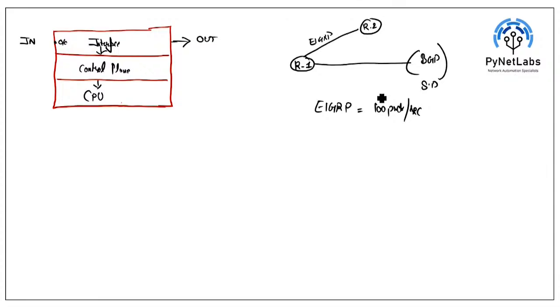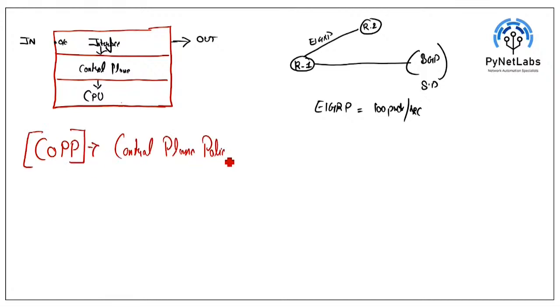But before understanding the control plane policing configuration, let's write some points here. CoPP stands for control plane policing. Now, policing is a term which is generally used in quality of service, and here it refers to restriction.